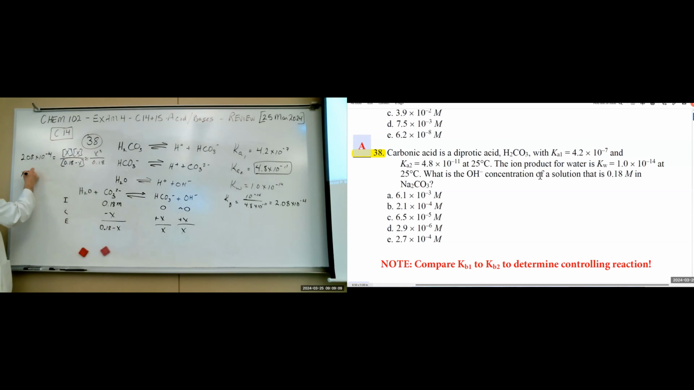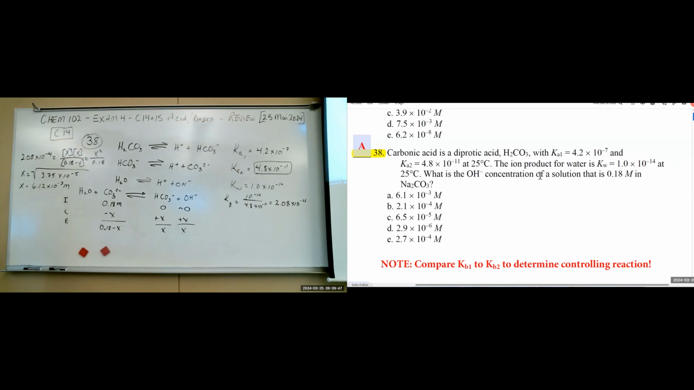So X then is the square root of 0.18 times 2.08 times 10 to the minus 4, which is 3.75 times 10 to the minus 5. So X, the hydroxyl ion concentration, should be the square root of that value: 6.12 times 10 to the minus 3rd molar. Let's see, what was the question? That's the question. So A should be the answer.